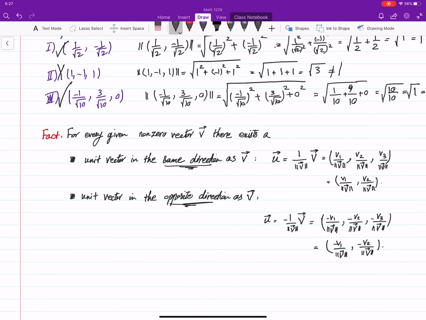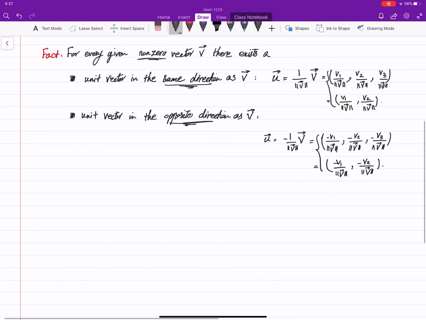Well, if a vector is non-zero, we can find a unit vector which has the same direction or opposite direction. How do we find it? This is how we do it. In dimension 2, we do this. In dimension 3, we do this. But in general, it's just inverse the length of v and then multiply it by v itself. That will give you a unit vector.